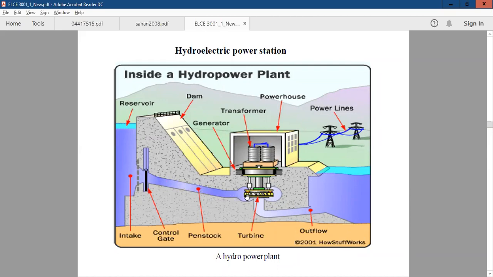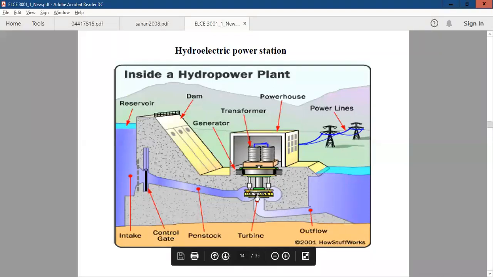When water is coming from the penstock, it will hit the turbine and then the water goes out this way. So the turbine will rotate 360 degrees.